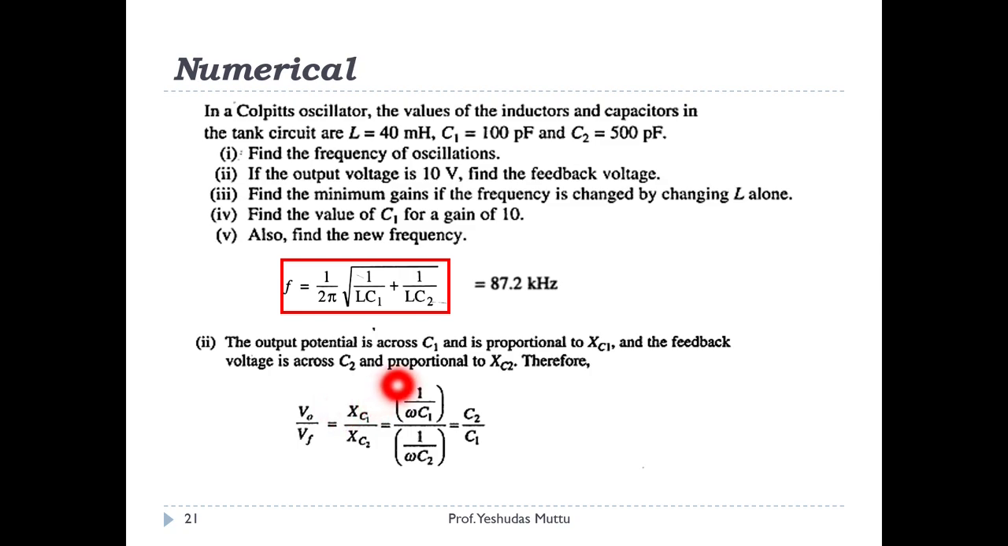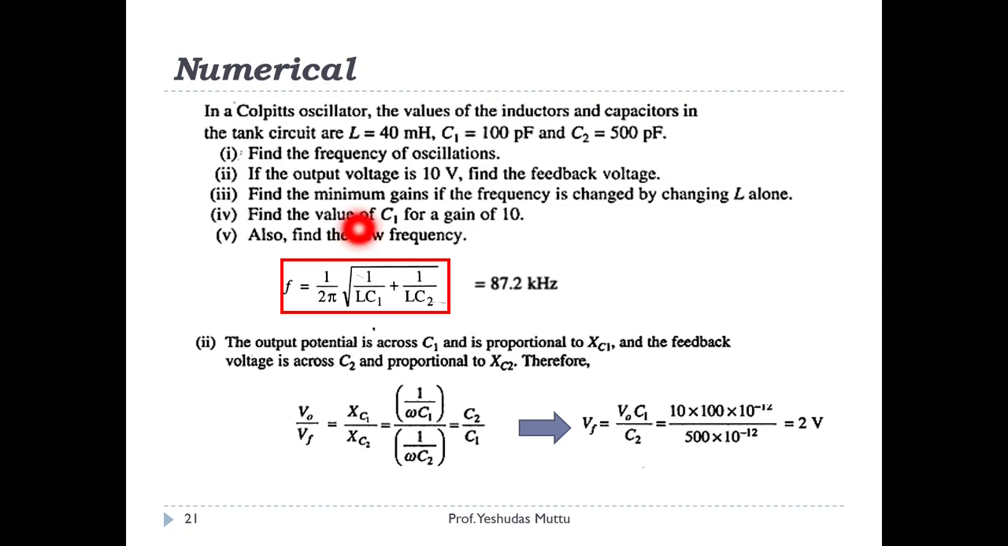What is XC1? 1 upon omega C1. XC2 is 1 upon omega C2. So this will turn out to be C2 by C1. Substitute C2 and C1. Solve this further, and also V0 is given to me. So from that I can easily get my feedback voltage.